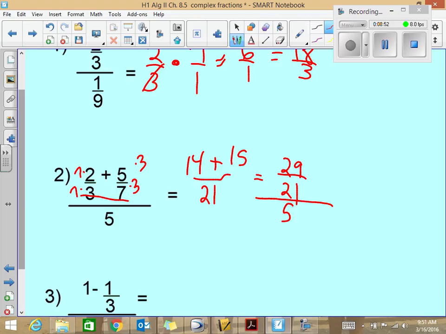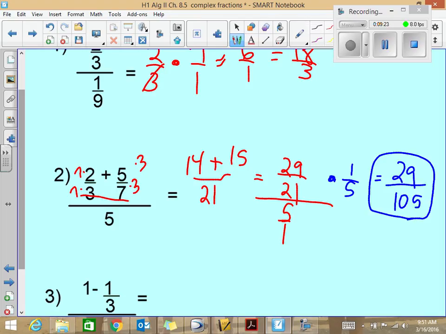If I want to make 5 a fraction, what do I do? 5/1. So now I can keep, change, flip. I keep this, I change it to multiplication, and I flip it. And I multiply across. Here, I would look to see if I can simplify, but I can't, so it becomes 29/105. Everybody good with that?